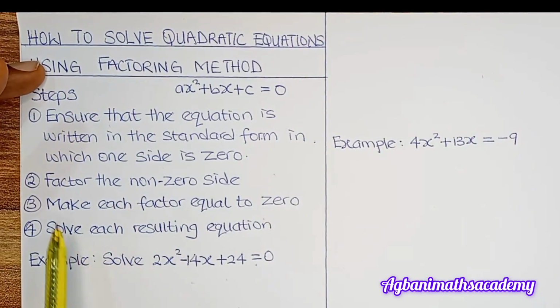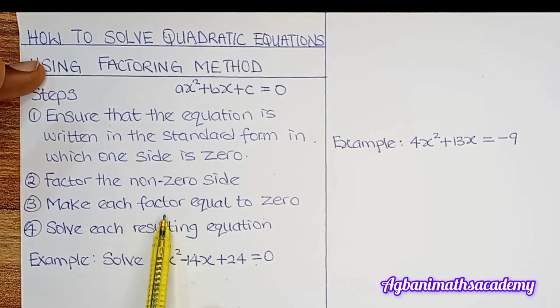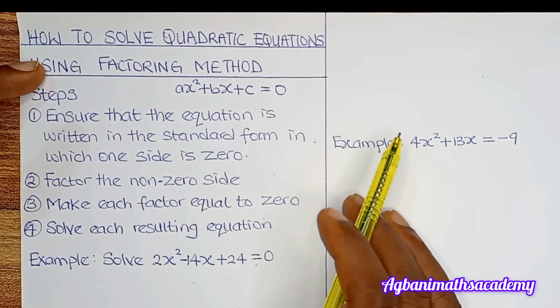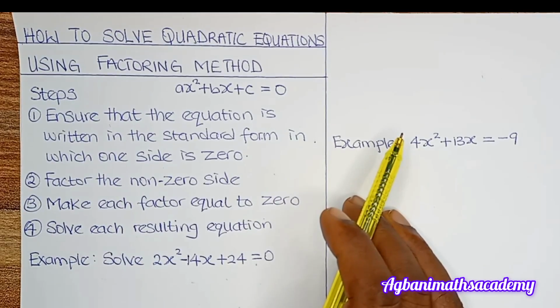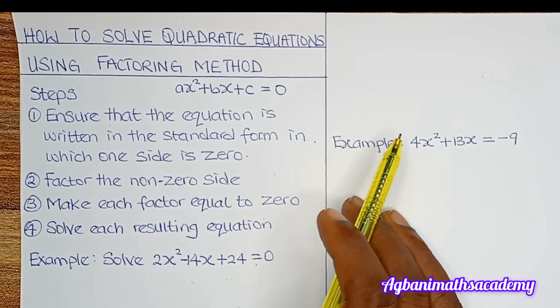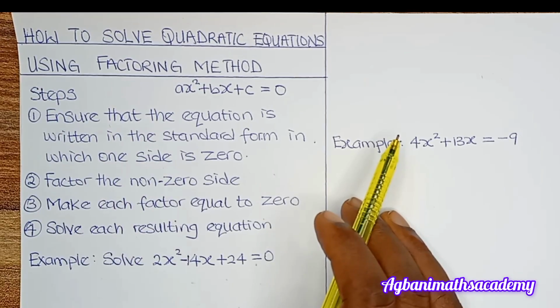Okay, so the third step is to make each factor equal to 0. When you have factorized the left side of the equation, the next thing is to make each factor on the left side equal to 0. And then the final step is to solve each resulting equation. So it is very simple. If you follow this 4-step process, you will always be able to solve quadratic equations using the factoring method.